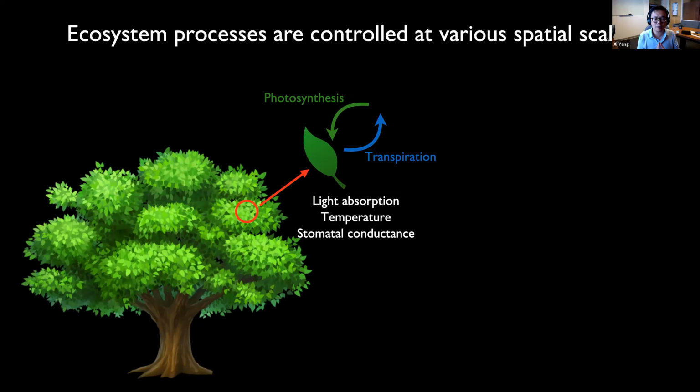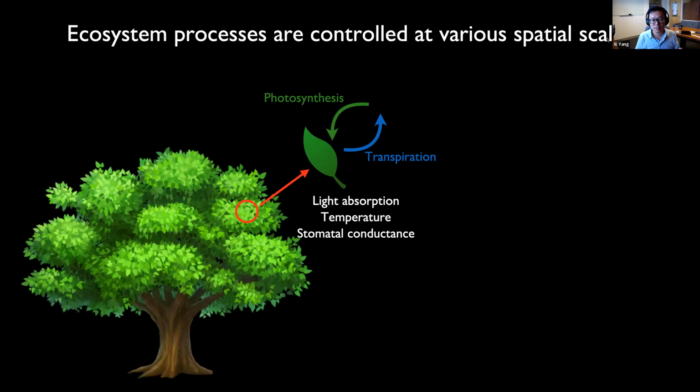They're controlled a lot at the leaf scale, but also by processes at the canopy scale, like the arrangement of leaves on the canopy, the sunlit and shaded tree fractions. Where you are as a leaf in the canopy also matters a lot in controlling all those processes.